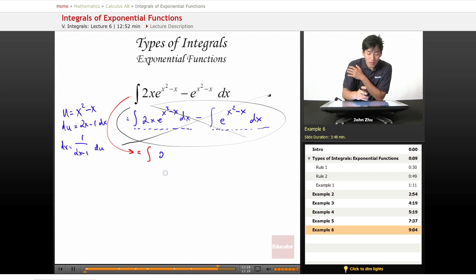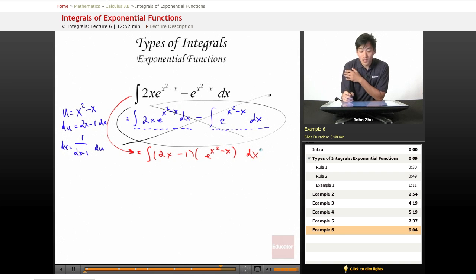So if we multiply that out, we have 2x minus 1, and we have e to the x squared minus x dx. So now we've combined these two separate subtracted portions of the integral into one portion. Normally we wouldn't do that, but for this case, it is essential that we do that.